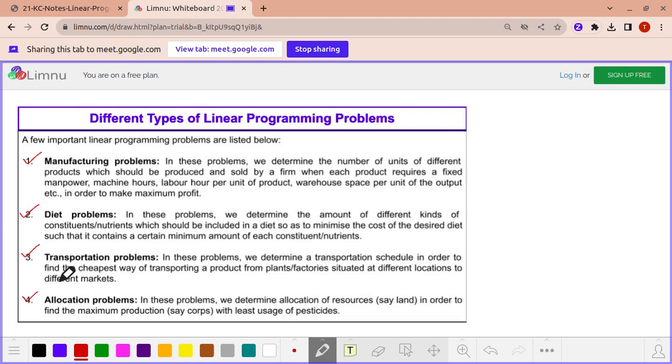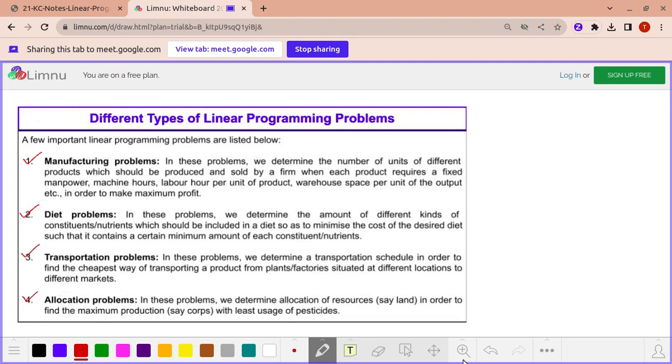For example, in the manufacturing problem, the constraints, as I said a minute back, are the manpower constraint, machine hour constraint, labor hour constraint, warehouse space constraint. In case of the diet problem, the constraint is having a particular nutrient or constituent. In case of the transportation problem, the constraints are the different modes of transport and the maximum cost we can afford. In the allocation problem, the constraint is the usage of pesticide, that is the maximum we can use.